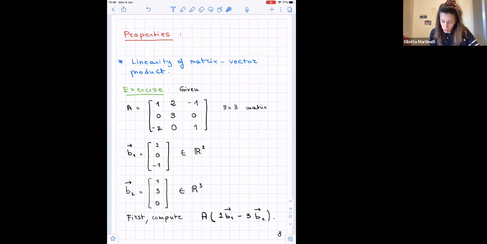So first you have to compute 2B1 minus 3B2, and then you have to apply the matrix A to this vector. I'll give you a couple of minutes to do that, and maybe you can write the solution in the chat. The solution will be a vector with 3 entries, so maybe you can write a, b, c or something like that in the chat. And then I'll write the solution for everybody.